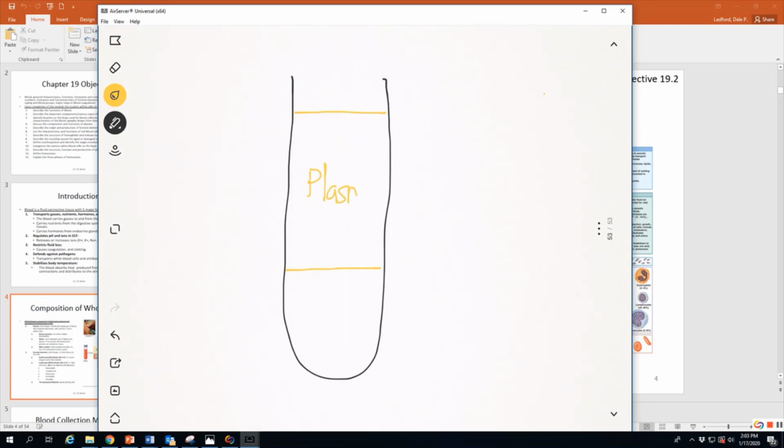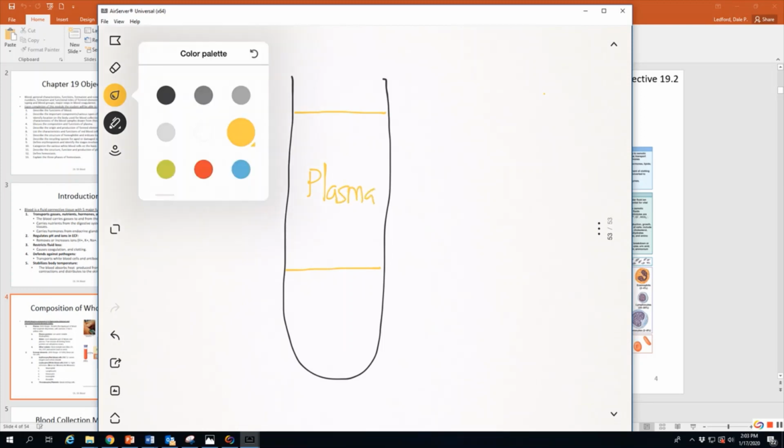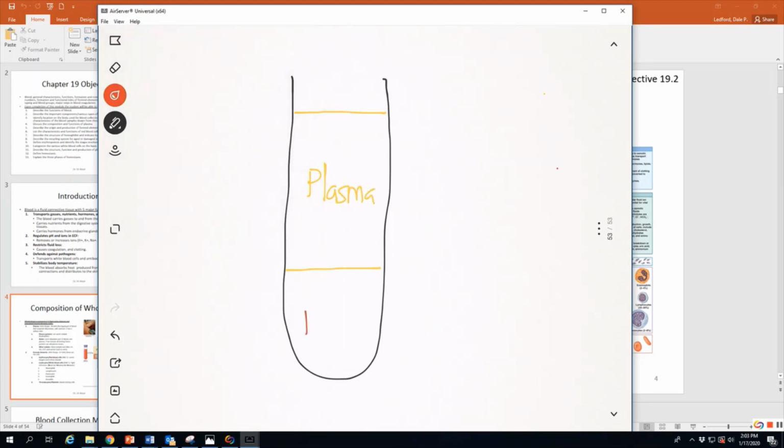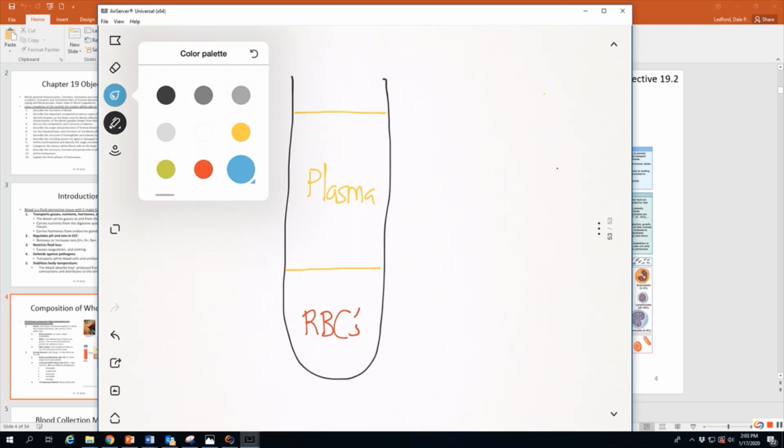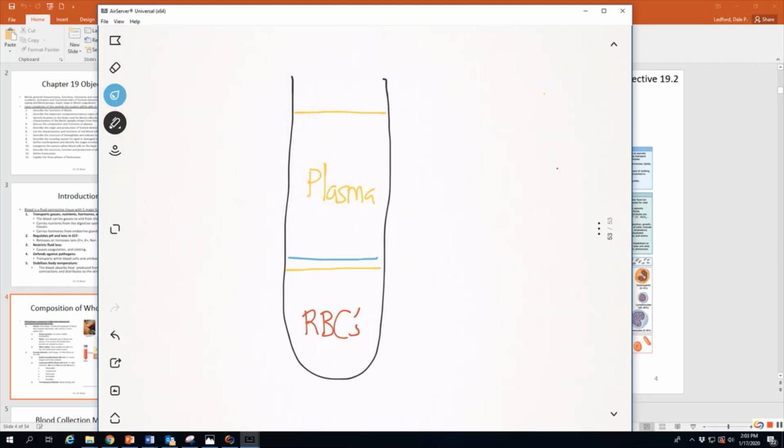called plasma, and then you're going to get red blood cells, RBCs here, and just a little bit here of something referred to as a buffy coat. And that's going to be WBCs, white blood cells, and platelets. That is your buffy coat. So we're going to see what that all is.